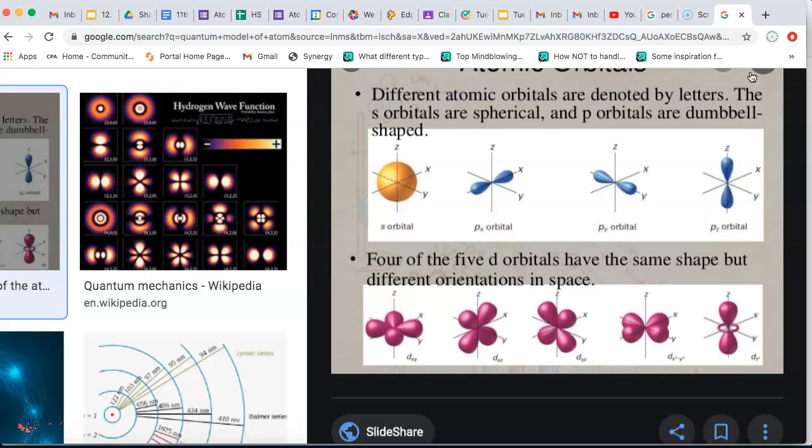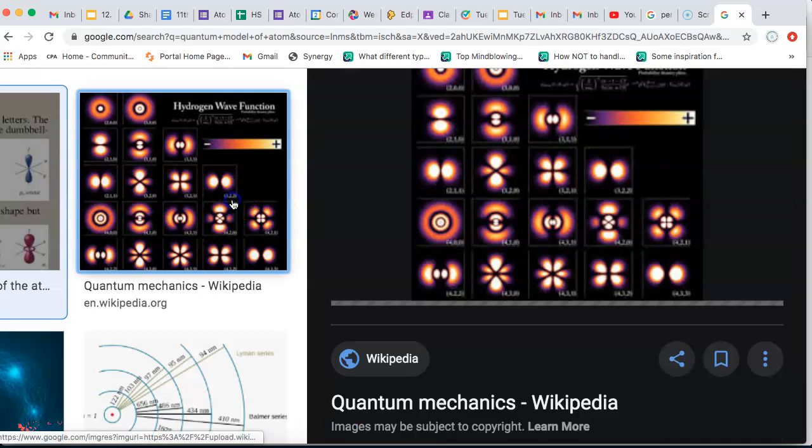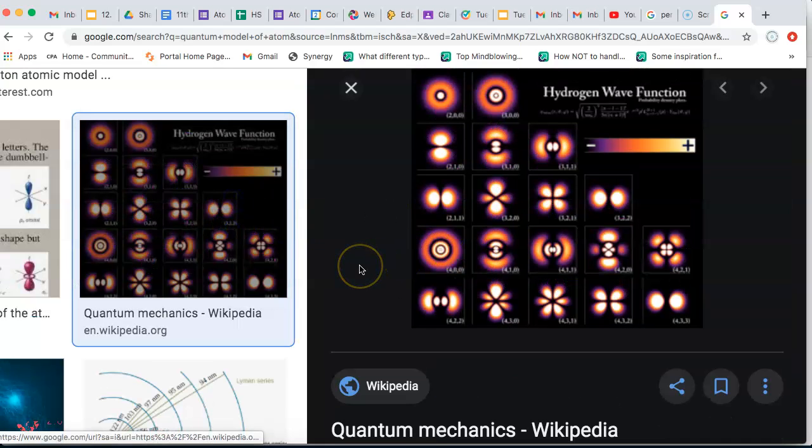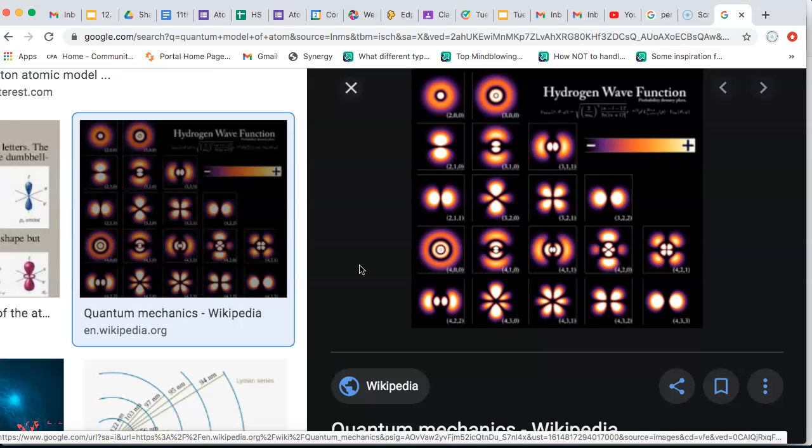We get different shapes. We get sometimes circles. Sometimes we get these dumbbell shapes or these double dumbbell shapes. And we can get some really cool and interesting phenomena when we really zoom in on the atom. These are what different elements, different types of atoms, look like when we zoom in on them with our really powerful microscopes.